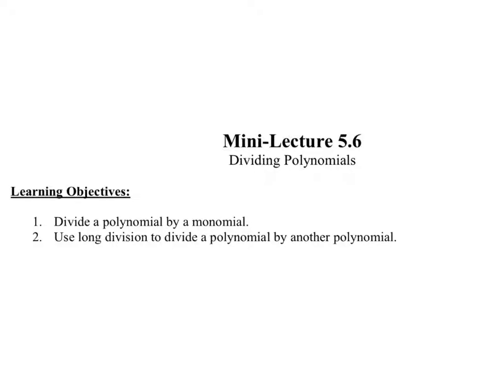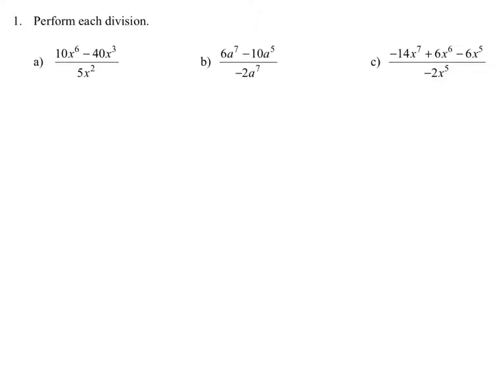In section 5.6, we are dividing polynomials. Our learning objectives are to divide a polynomial by a monomial and use long division to divide a polynomial by another polynomial. When you're dividing a polynomial by a monomial, you want to make sure you divide each term in the numerator by the term that's in the denominator.